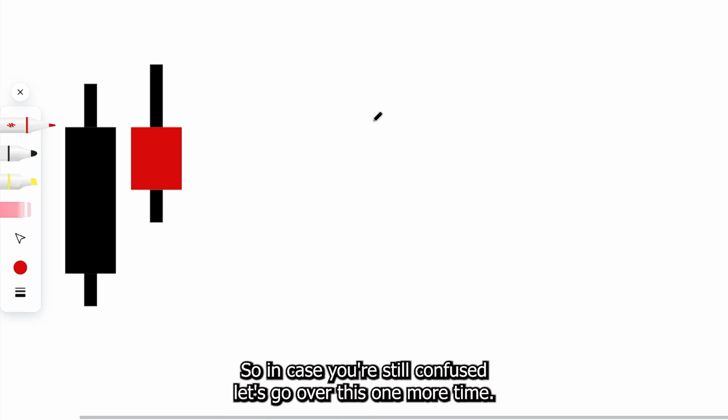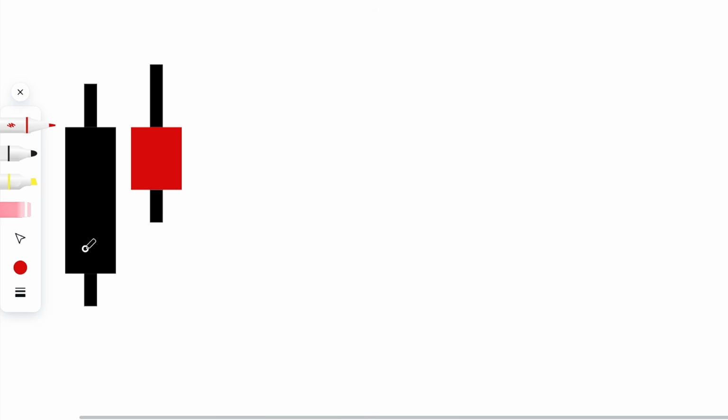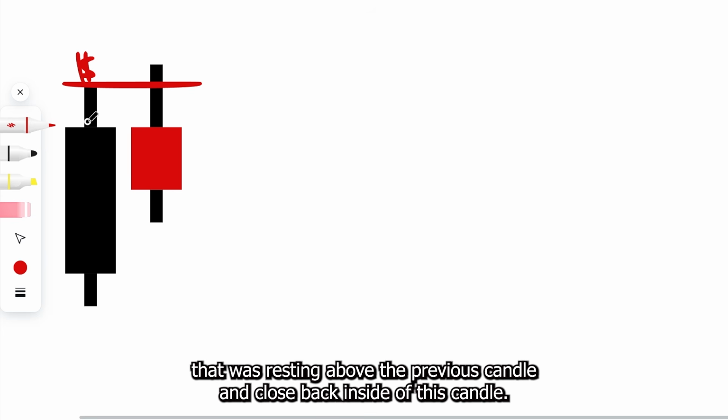So in case you're still confused, let's go over this one more time. So what do you have here? You have your bullish candle. This is your high and this is your low. And what's following is a bearish candle. So what happened after this bearish candle closed? Price took out the high, took out the liquidity that was resting above the previous candle, and closed back inside of this candle. So this would be your candle close.